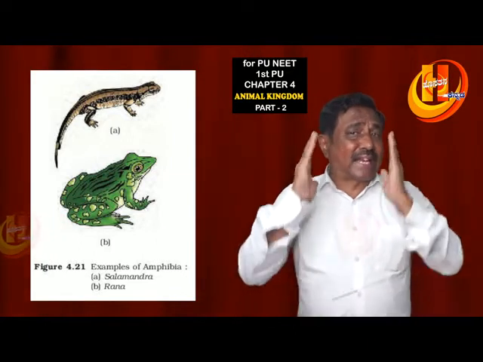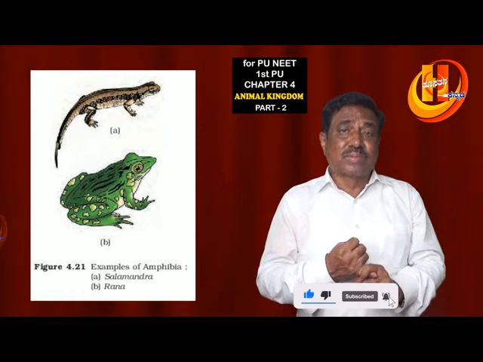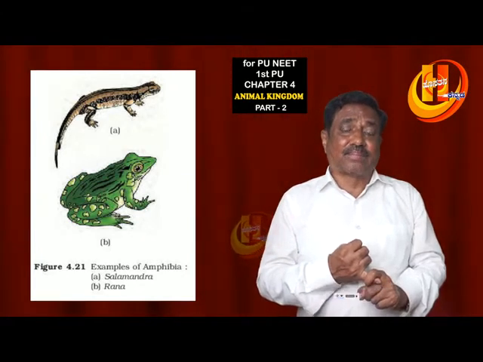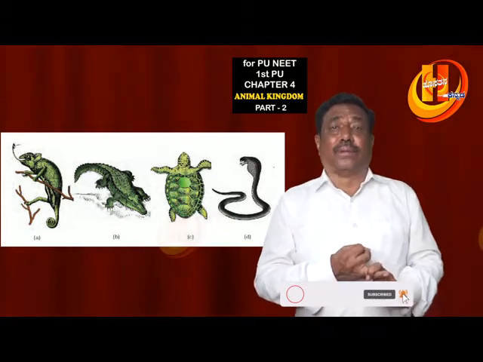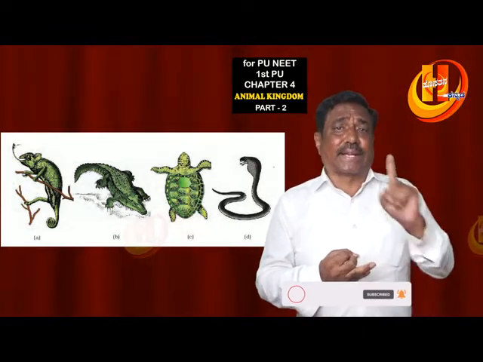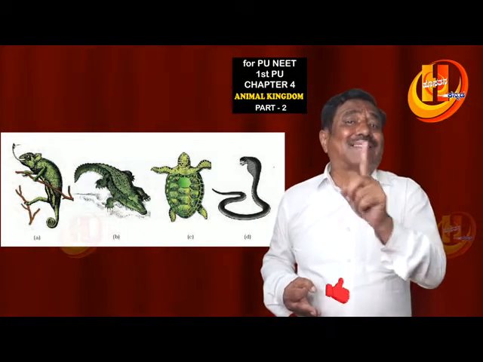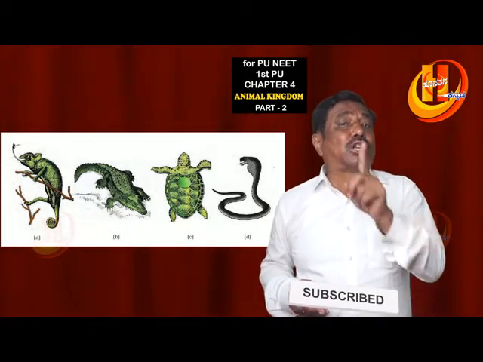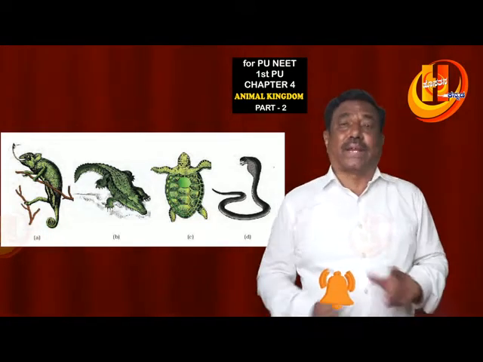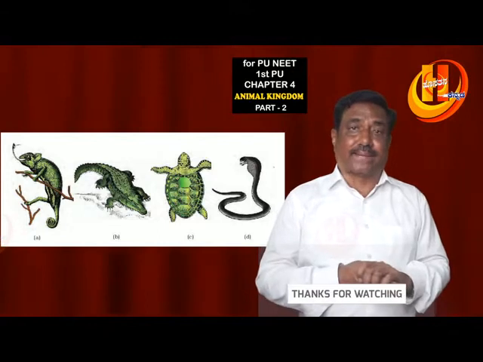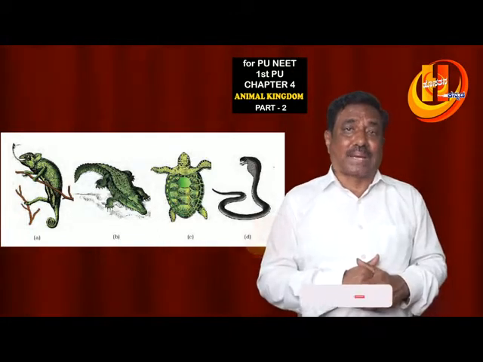Coming to the class Reptilia. Reptilia are cold-blooded organisms, and pentadactyl, with exoskeleton and endoskeleton. The presence of scutes or scales, here also called scutes. Scutes are the scales. This is very important for your NEET examination. Heart is 3-chambered except crocodile, which has a 4-chambered heart.